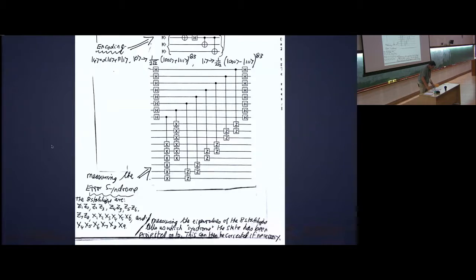So I emphasize that by correcting for this discrete set of errors, by projecting onto these 27 states, you actually correct for some arbitrary error, because the state of the qubit depends on continuous parameters. But what you're doing is you're projecting whatever the initial state is onto one of these syndromes and then able to correct it. Okay.